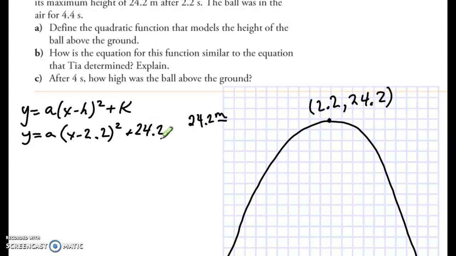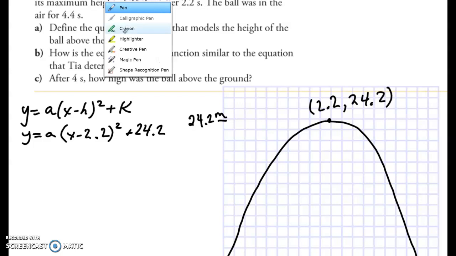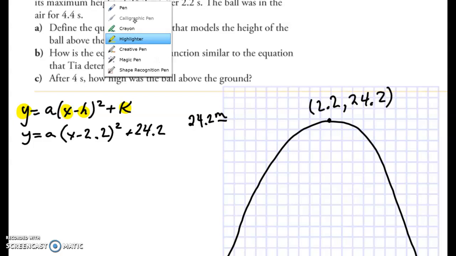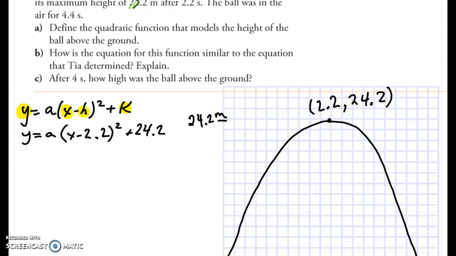Now, I said we know almost everything we need to. We don't know the value a. We do know that a should be negative because this parabola opens down, but we're not quite sure. So we need to put one other point in. We know the h, we put it in. We know the k, we put it in. We don't know a. So what we need to do is put in a y that we know and an x, so we can solve for a.